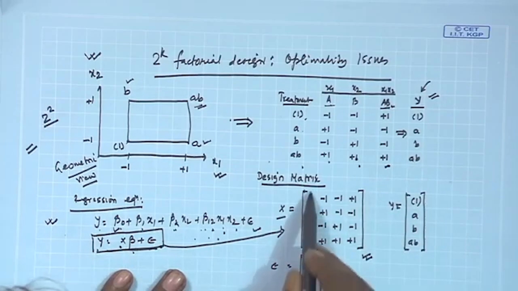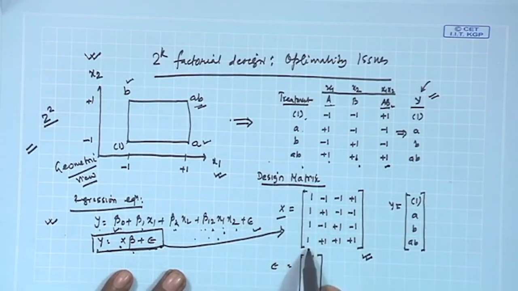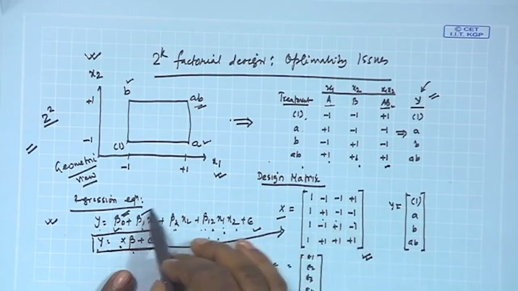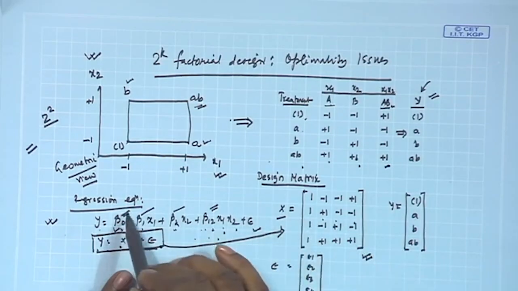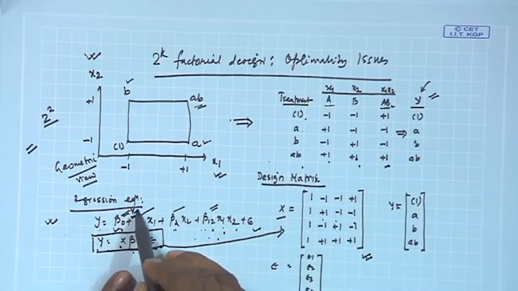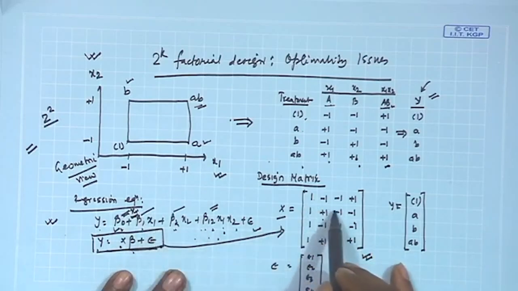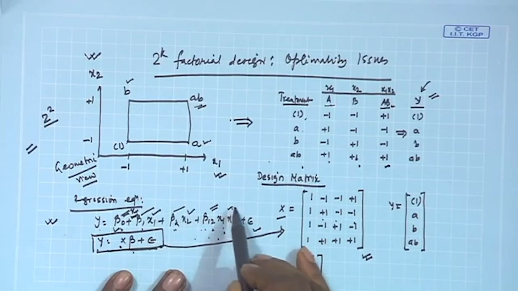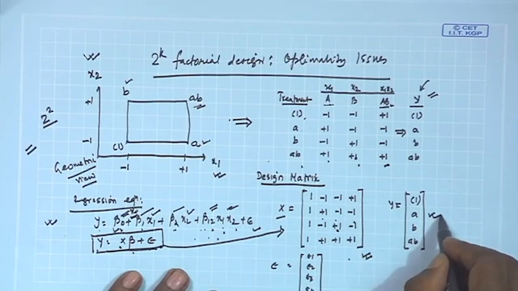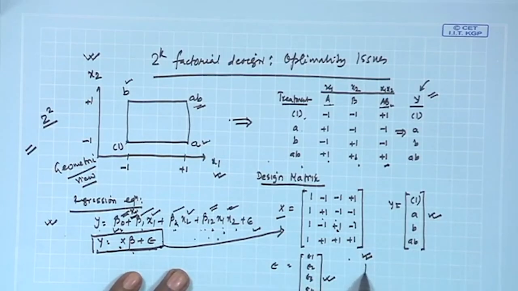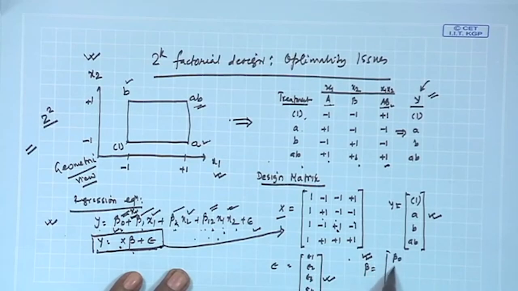Now, the first column actually contains all four ones, this is for beta 0. The second, third and fourth columns are with reference to beta 1, beta 2 and beta 1 2. That is from the estimation point of view. Another way I can say is that this first column is for beta 0, where x 0 is multiplied, which takes the value 1 all the time. Then the second, third and fourth columns are with respect to x 1, x 2 and x 1 x 2. So, this is known as the design matrix. This is the response vector, this is the error vector and there is another vector called beta, which is beta 0, beta 1, beta 2 and beta 1 2.